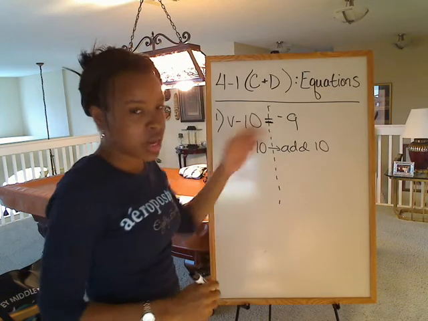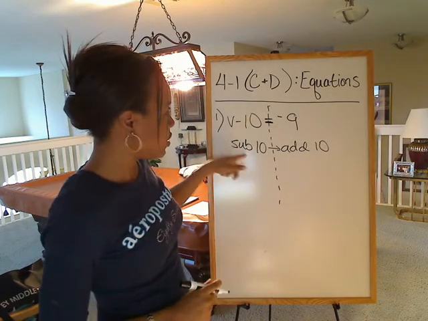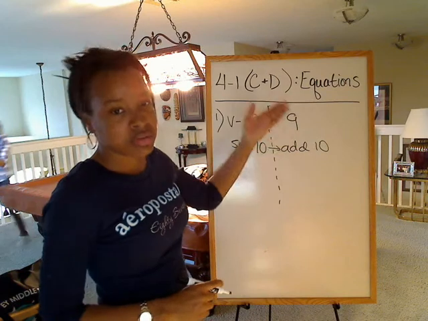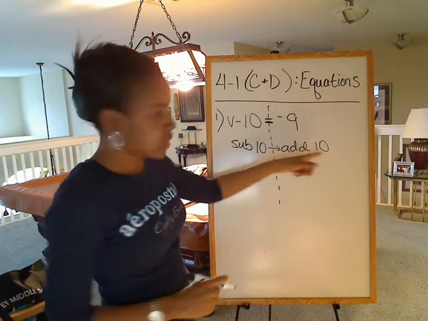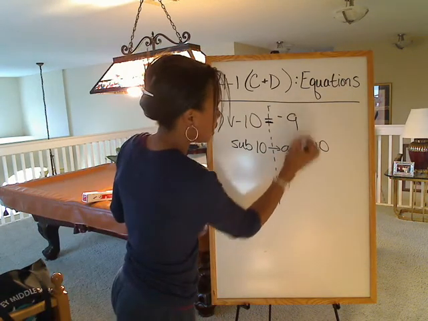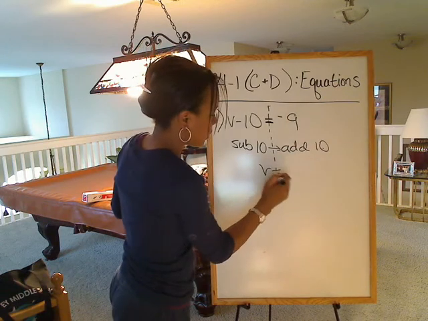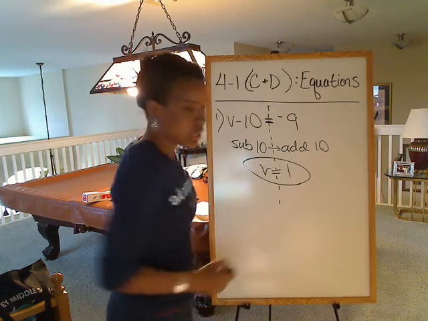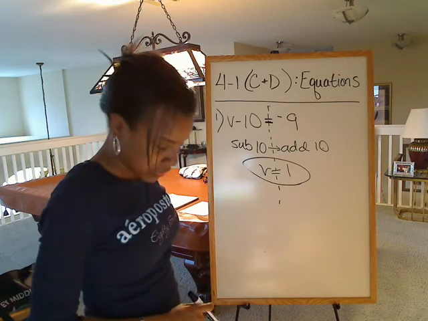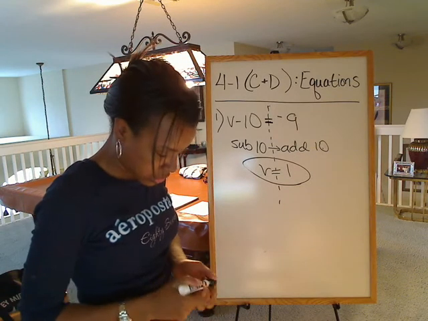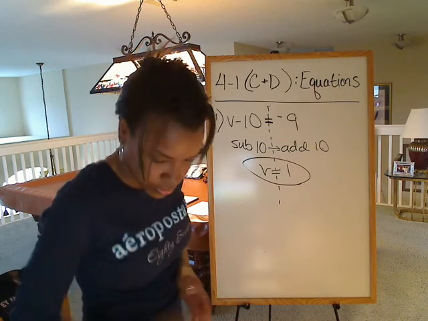So basically you just do the opposite. They subtracted 10 from V, so you're going to add 10. So now you do negative 9 plus 10 in your calculator. Negative 9 plus 10, and V equals 1. And that's your final answer. That's all you have to do. Okay, let's try another question.